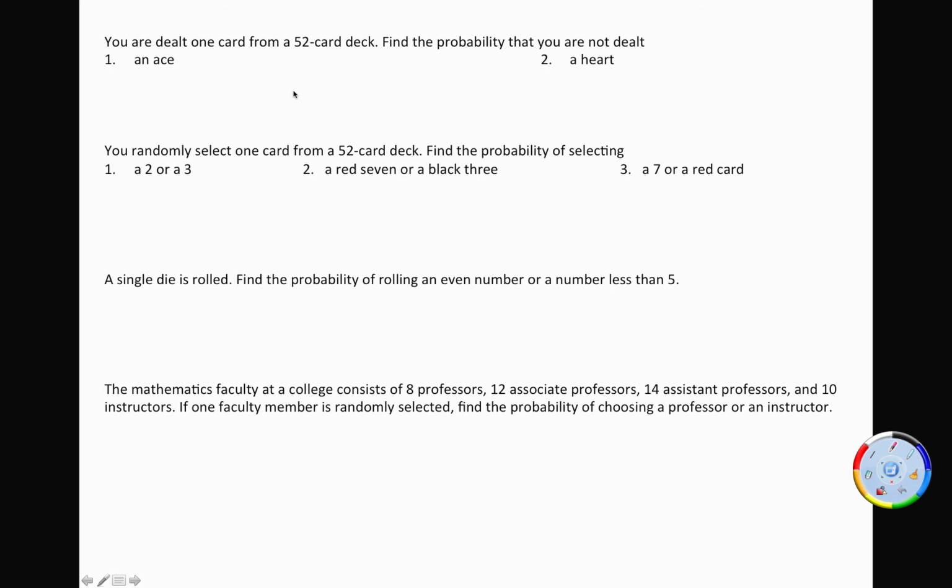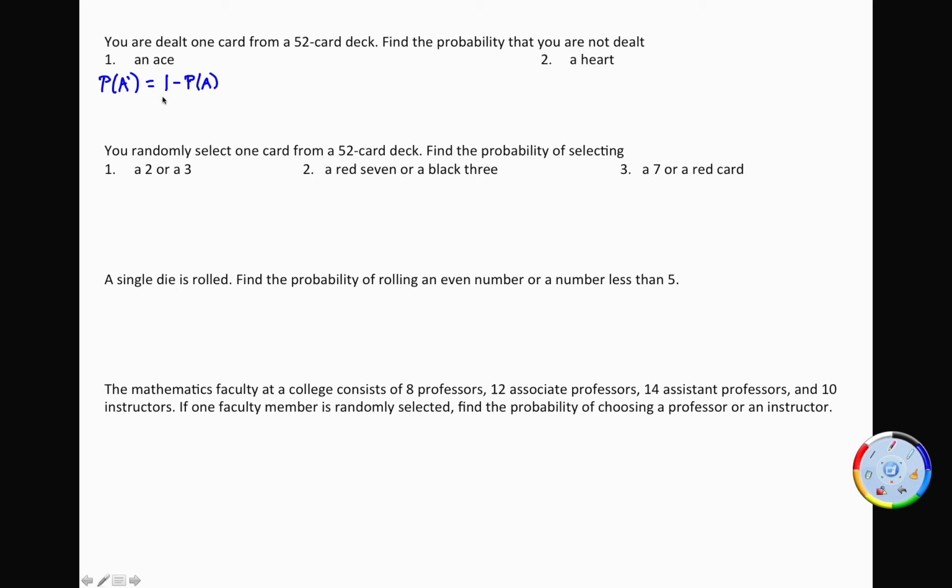What about this? You are dealt one card from a 52 card deck. Find the probability that you are not dealt an ace. Okay, so the probability that we're not dealt an ace. Well, one thing I could do is count up how many cards are not aces. But it's usually way easier to count up how many cards are aces.